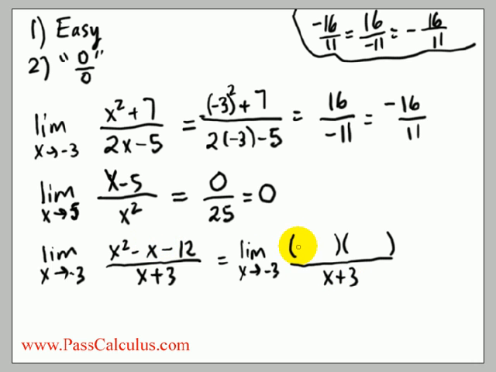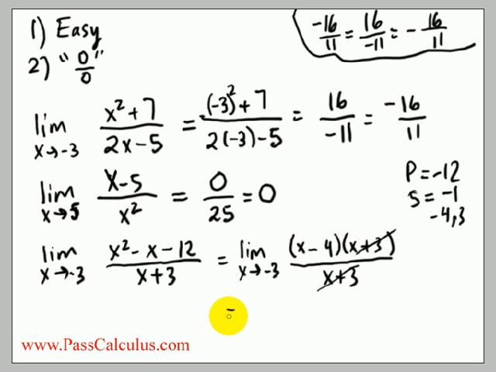How do we factor that? Well, you have to know how to do that. You kind of want to think of two numbers that multiply to negative 12 and add up to negative 1. So you want a product of negative 12 and a sum of negative 1. What two numbers will do that for you? How about negative 4 and positive 3? So that means the factors are going to be x minus 4, x plus 3, okay? Now, the x plus 3's cancel, and we're left with the limit as x goes to minus 3 of x minus 4. And now we're happy because this is now the easy kind, type 1.